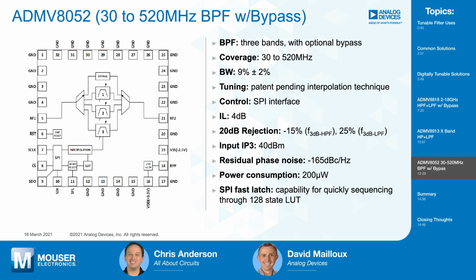It's 4 dB, and that's at 9% bandwidth. If you go to 11% bandwidth, it's about 3 dB. And if you go down to 7% bandwidth, it's about 5 dB insertion loss, which is still pretty good. Rejection numbers tend to be about minus 15%. 20 dB rejection is about 15% away on the low side and 25% away on the high side. Also excellent input IP3, 40 dBm, residual phase noise of minus 165 dBc per hertz, great power consumption as well, and that fast latch mode as well.